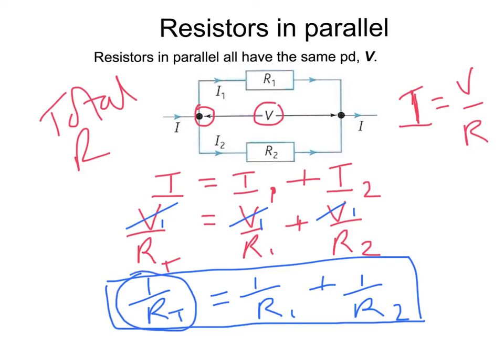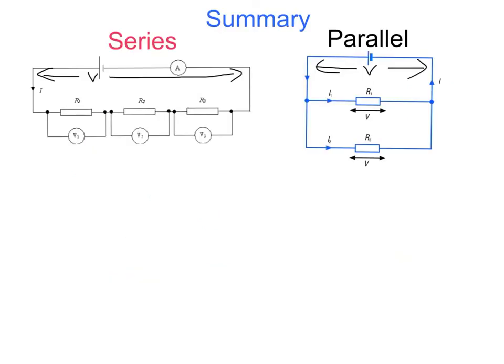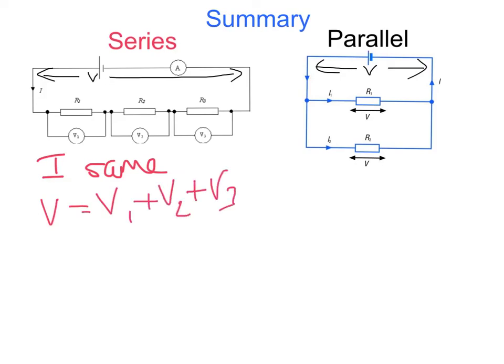Try it with some numbers. So, to summarise, in series, the current is the same through all of those, R1, R2 and R3. Voltages add up. And the resistances, that's our total, add up.